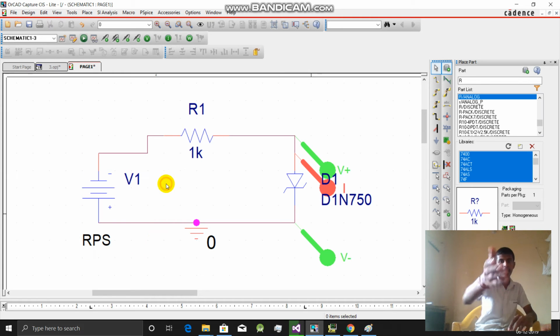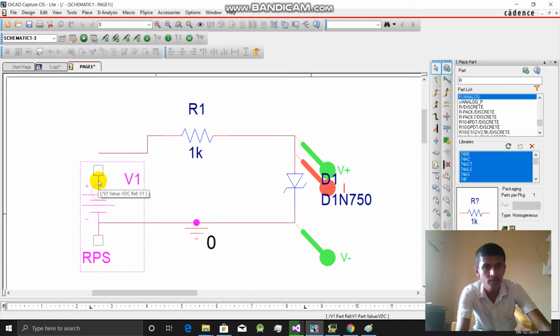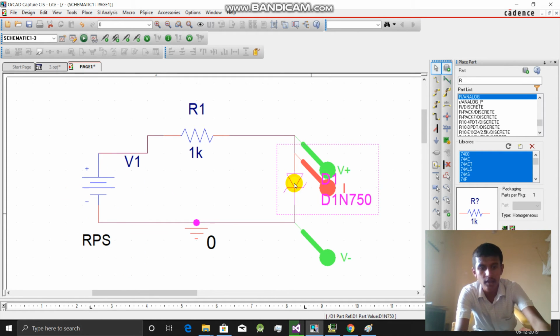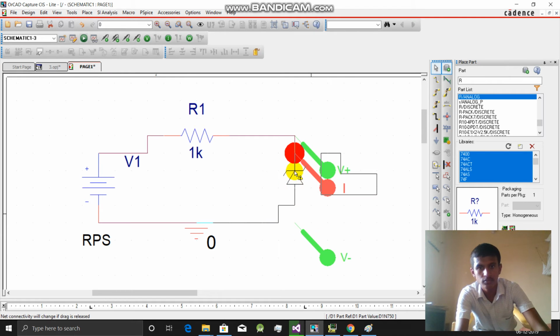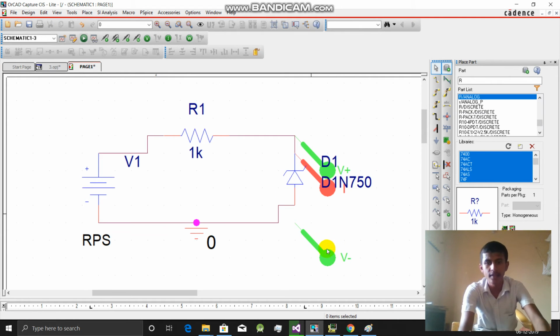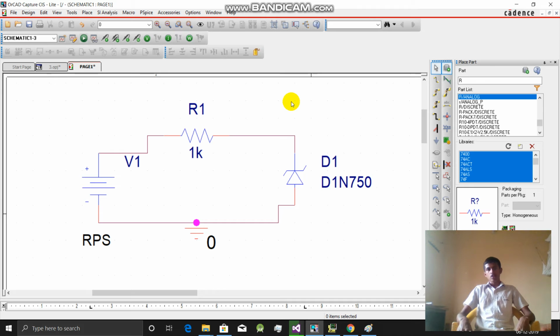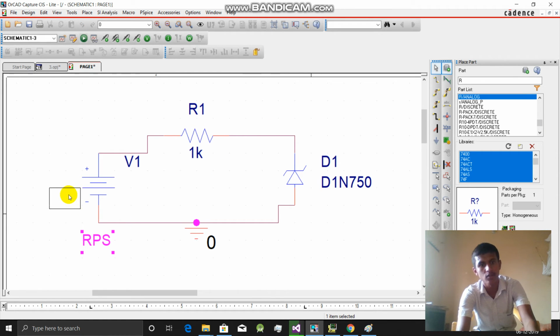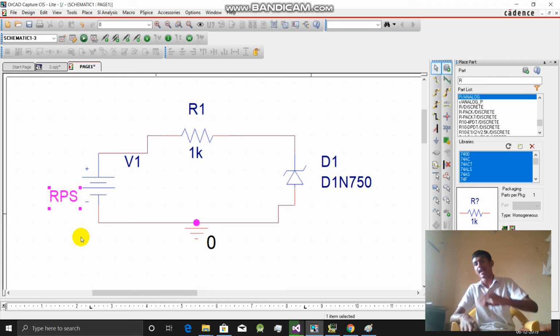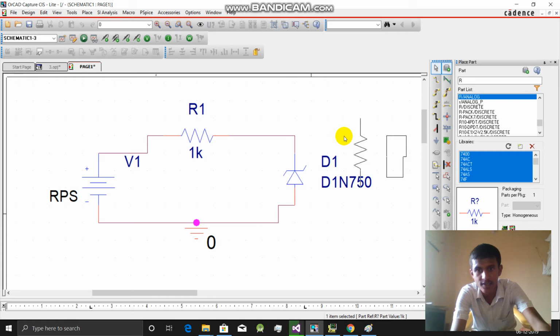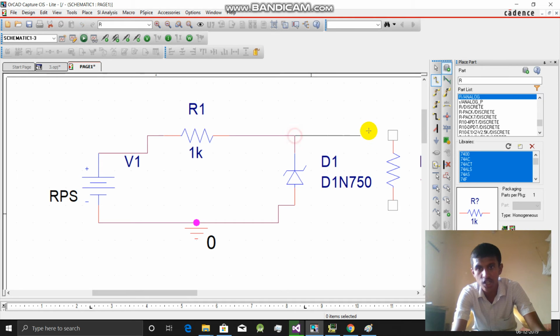So now this is in reverse bias, or for simplicity we can consider it like this. For line regulation, this has to be an RPS, because we need to change the voltage of the line, and here one load has to be there. Let's say this is my load. I'm not changing the load, it is constant.